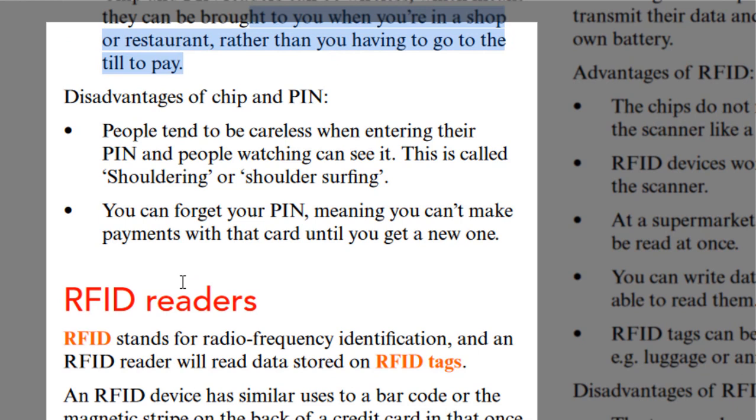Now let's discuss a little about the disadvantages of chip and pin. People tend to be careless when entering their PIN, and people watching can see it. This is called shouldering or shoulder surfing. You can also forget your PIN, meaning you can't make payments with that card until you get a new one.